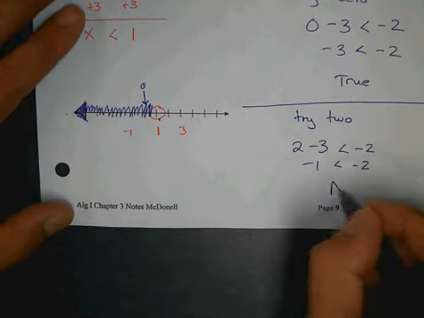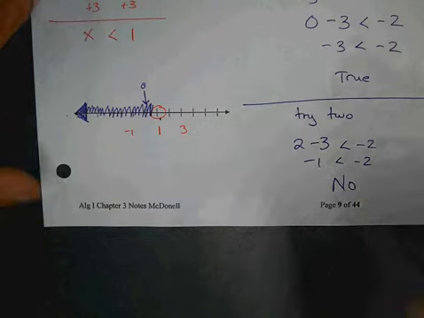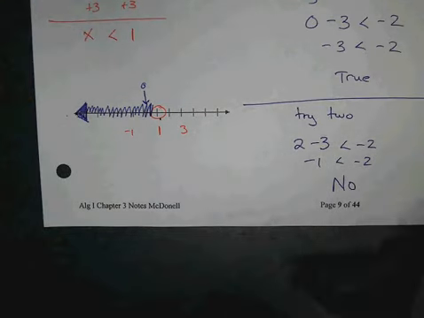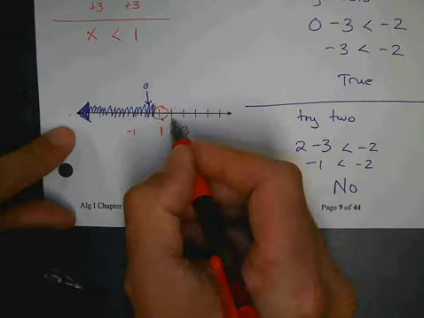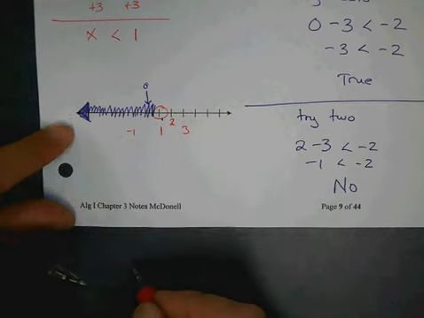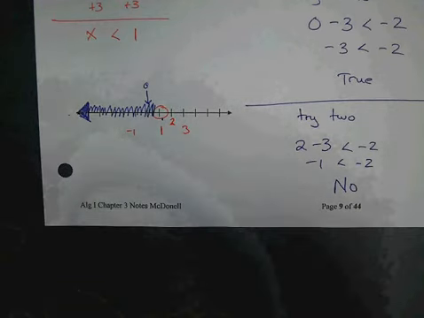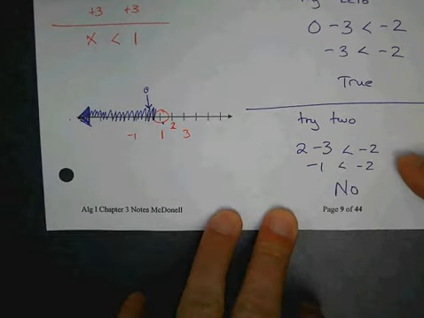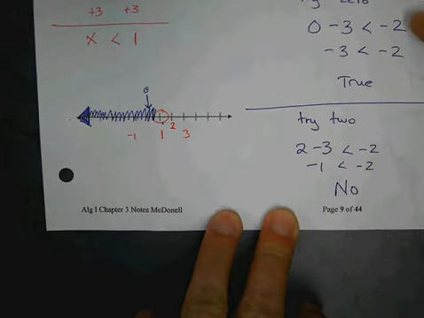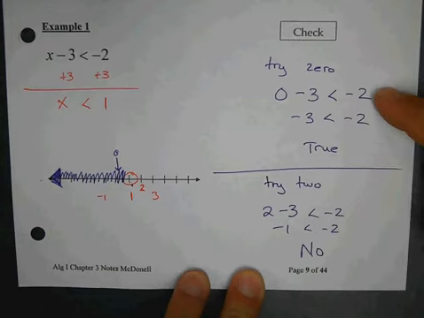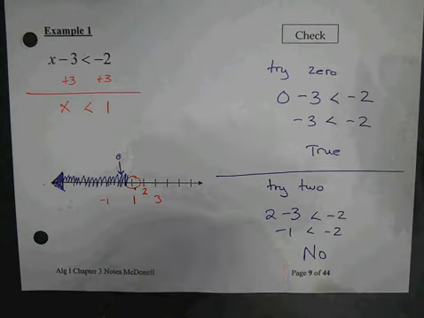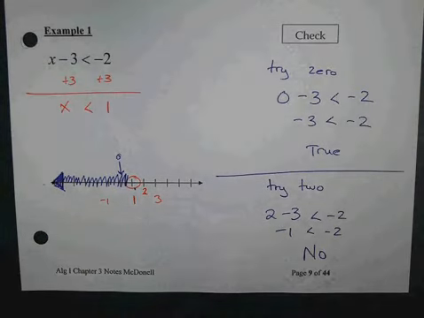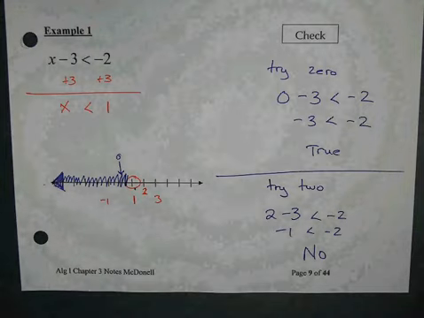Is negative 1 less than negative 2? No. Now, the fact that we got a no answer, is that okay? Should the number 2 work? No. So if you try a number that's in the not shaded section, what should your check do? It should not work. If you try a number that's in the shaded section, what should your check do? It should work. So just because, Matt, your check works or doesn't work doesn't mean it's right or wrong. It depends what number you check. Does that make sense?